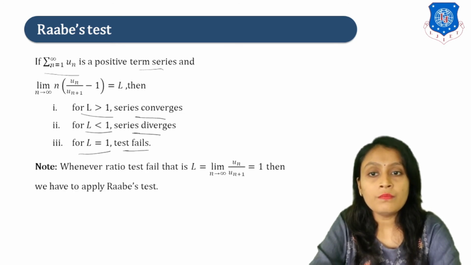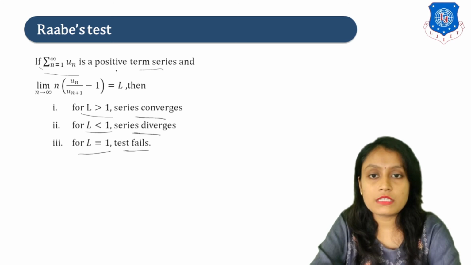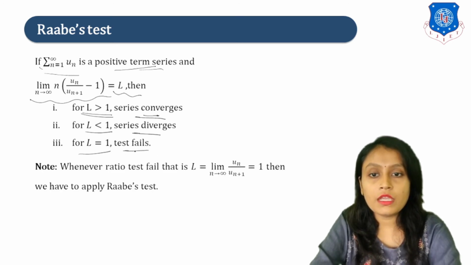Okay, so we have a series un which is a positive term series, and we will find this limit n tends to infinity n into un upon un plus 1 minus 1 equals to, suppose the answer is L. So if L is greater than 1, then the series is convergent. If L is less than 1, the series is divergent, and for L equal to 1, the test fails. Okay, so whenever this ratio test fails, we will apply Raabe's test.